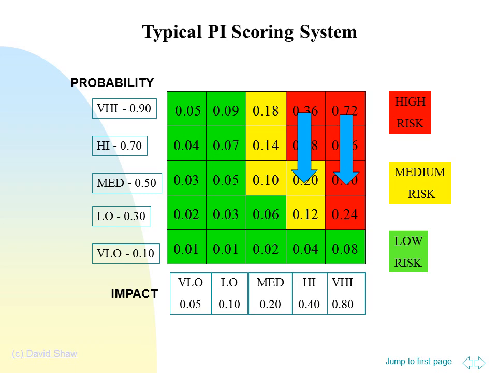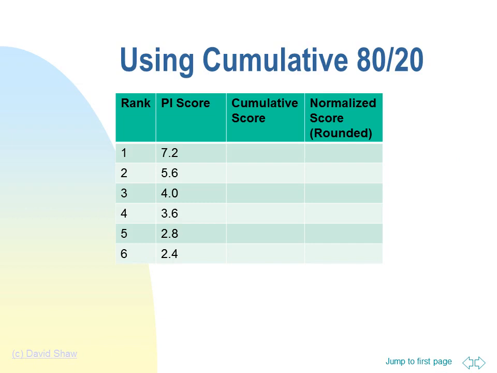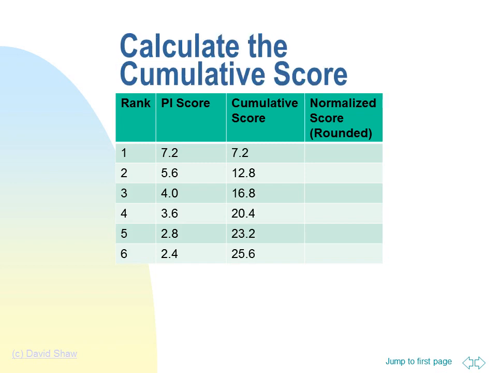Another way of analysis is to use cumulative PI scores and the 80-20 rule. To use cumulative 80-20, we first rank risks by their PI score from highest to lowest. In real life, of course, there would be a longer list of risks than shown here. Next, we calculate the cumulative score. For example, 7.2 plus 5.6 is 12.8, and 12.8 plus 4 is 16.8, and so on.